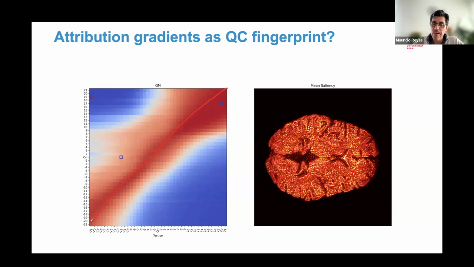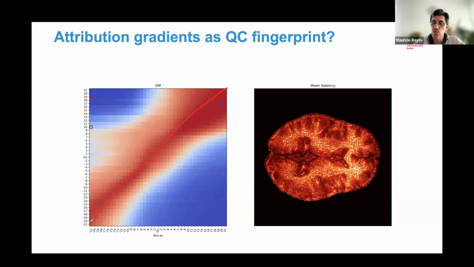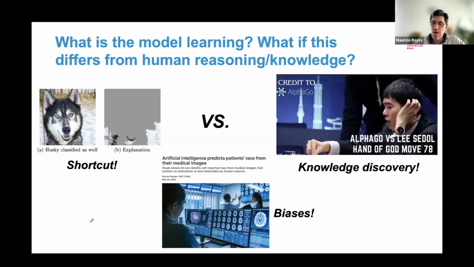So here's where we are now using those gradients as a fingerprint of quality control. And in the last year, we've been investigating how those fingerprints can be used for several applications. So how do we actually know what the system is learning? I already talked about those shortcuts. This is another example where the system is actually looking at snow to classify the husky. But there could also be biases.